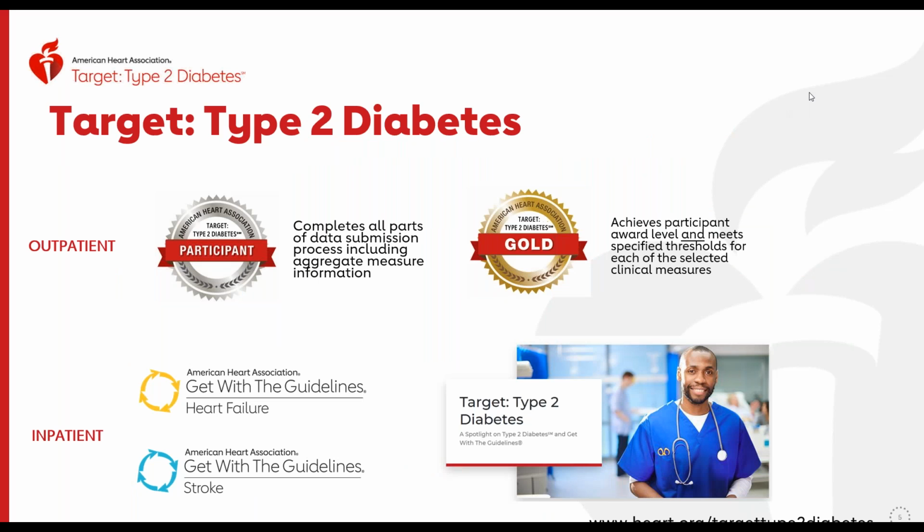AHA's Target Type 2 Diabetes is a component of the broader initiative that aims to ensure patients with type 2 diabetes receive the most up-to-date evidence-based care. To bring attention to this critical high-risk population, the American Heart Association has established Target Type 2 Diabetes Honor Roll Recognition, an opportunity for hospitals to participate in Get with the Guidelines Heart Failure and Get with the Guidelines Stroke. Hospitals with these modules have access to diabetes-related registry elements and reports. Hospitals that meet specific measure thresholds based on these elements may be eligible for recognition in the Target Type 2 Diabetes Honor Roll alongside their existing Get with the Guidelines awards.